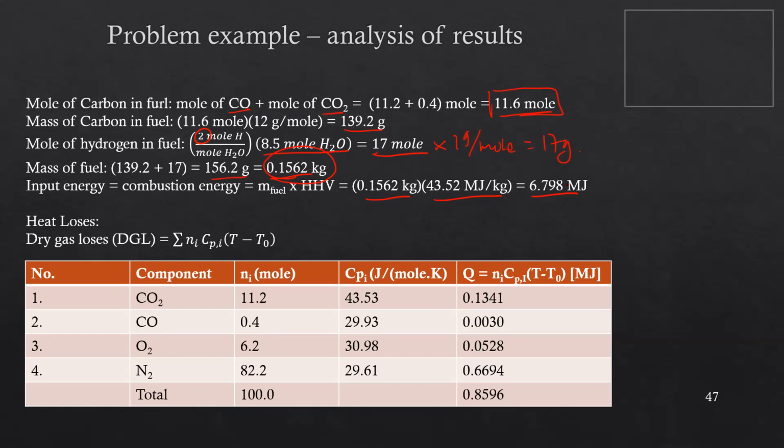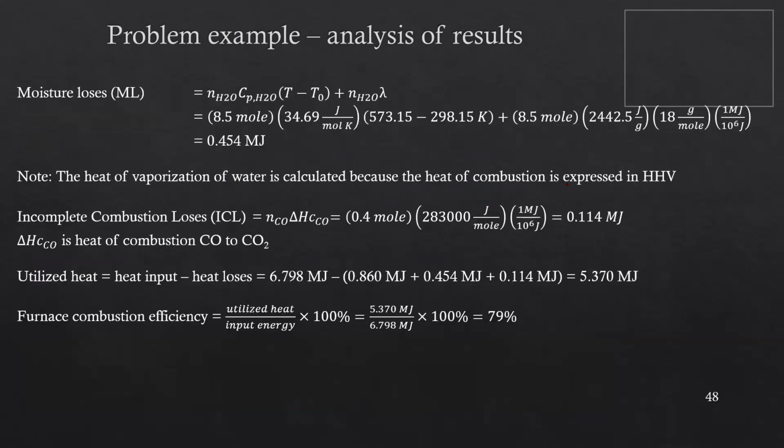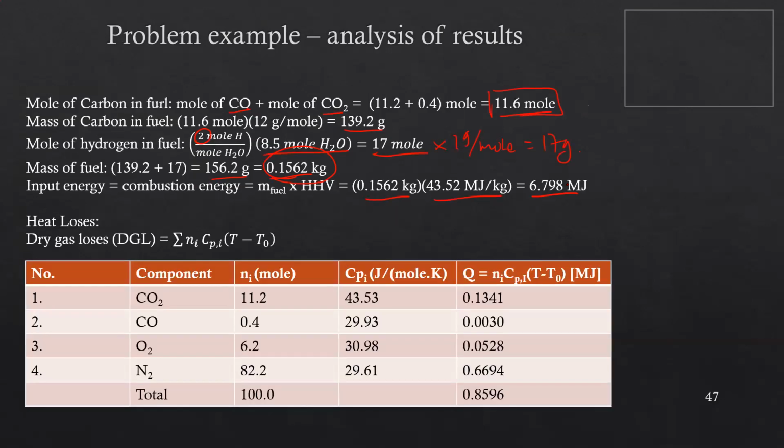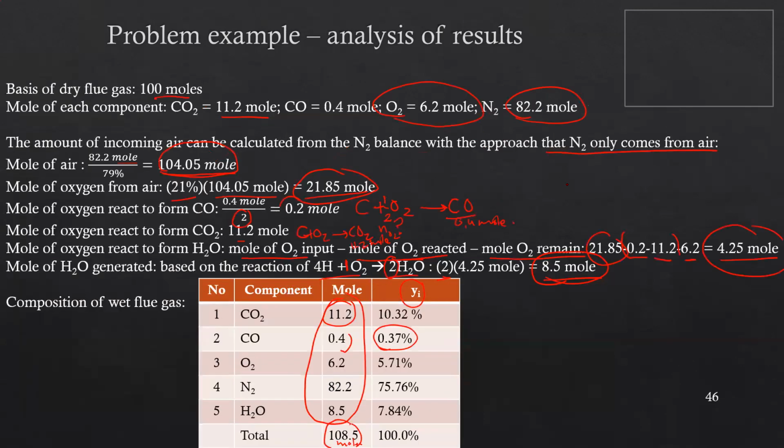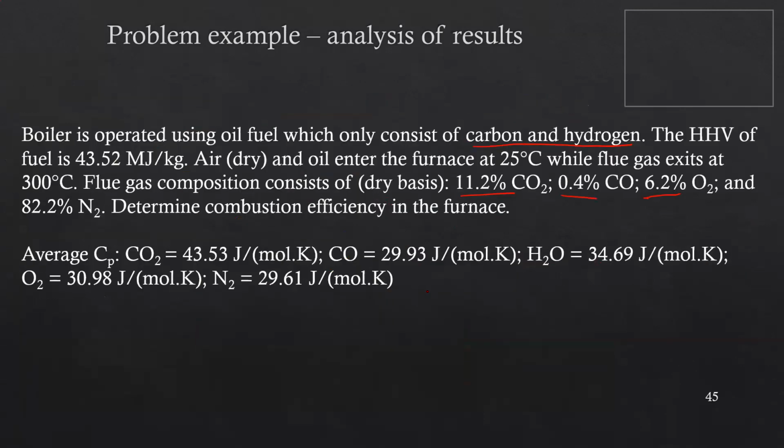Okay, so it's not actually finished yet. This is just the input energy. In order to calculate the efficiency, we need to calculate the heat losses again: the dry gas losses, the moisture losses, and the incomplete combustion losses. I didn't actually put the assumptions here, so we need to assume that the losses consist of the DGL, ML, and ICL.